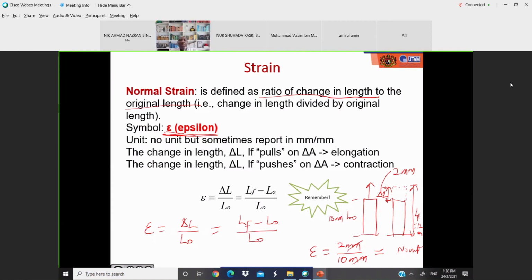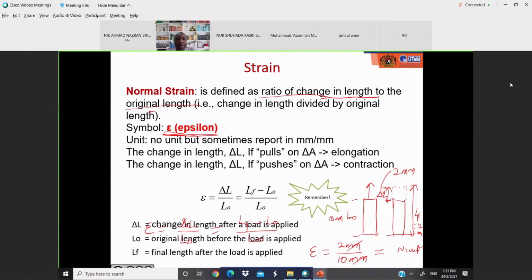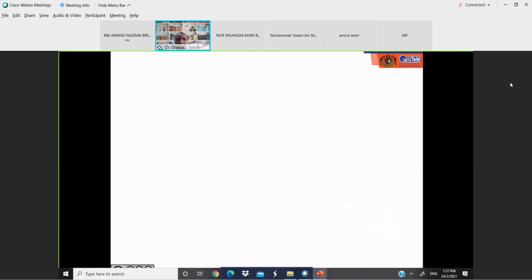And your change in length, if it is a pull, is elongation. If it's a push, it is contraction. So if you pull, it increases. If you push, then it contracts, it becomes smaller. So for normal strain, it is change in length divided by original length. Simple. It's denoted by epsilon and there is no unit. Do you understand? Any questions? Okay, that's just the description of this.